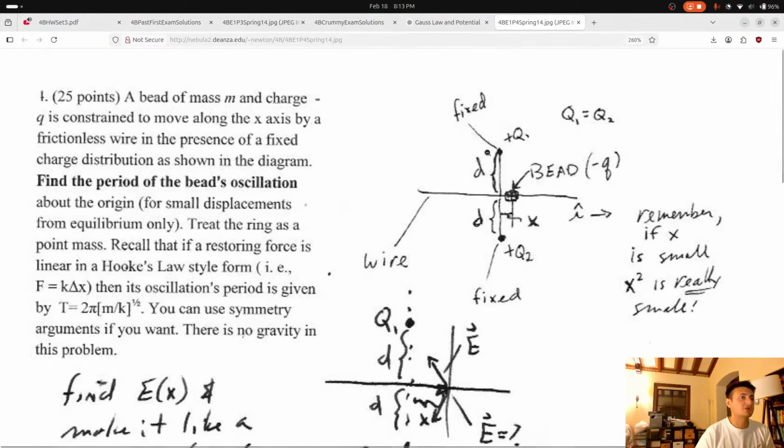A bead of mass m and charge minus q is constrained to move along the x-axis by a frictionless wire in the presence of a fixed charge distribution as shown in the diagram. We have two point charges, plus q1 and plus q2, and they're equal, so that simplifies some of this. Find the period of the bead's oscillation about the origin. This one's easy. I feel like I've done this a number of times, but let's just do it.